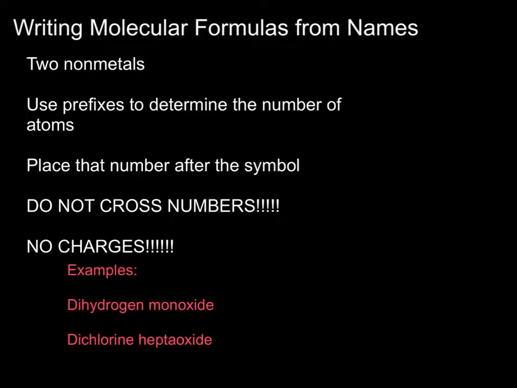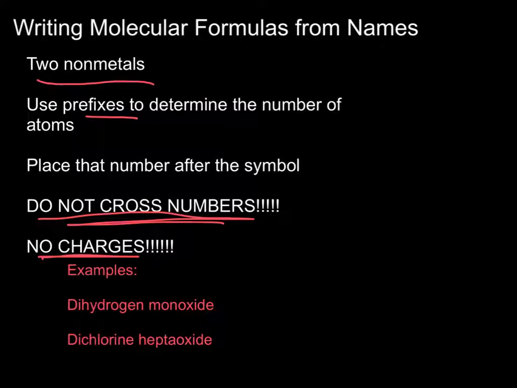If we are writing formulas from a molecular compound, so we have molecular formulas, we're given the name, you're going to remember that's from two nonmetals, and we use our prefixes to determine the number of atoms, and then we place that number after the symbol. What is most important is that you do not cross numbers. There are no charges. When we're dealing with molecular formulas, there are no ions, so there are no charges, so we're not crossing anything over.